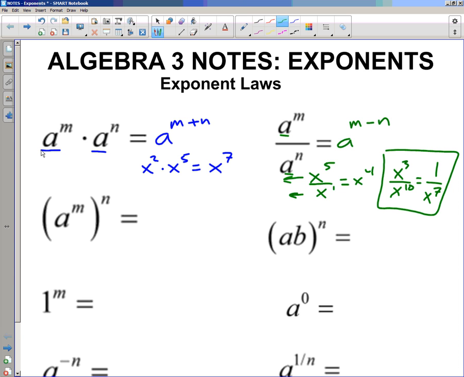Okay, moving on to our next rule. This is called the power to a power rule. We've got a single base, and we can have more than one thing inside of parentheses, which we'll see in just a moment. But we've got a single base on the inside with an exponent on it, and then an additional exponent on the outside. And in this case, we will be multiplying the two exponents. This would be a to the m times n. An example of this would be x to the third on the inside raised to the 5th power. This is going to be x to the 15th. 3 times 5 is 15.